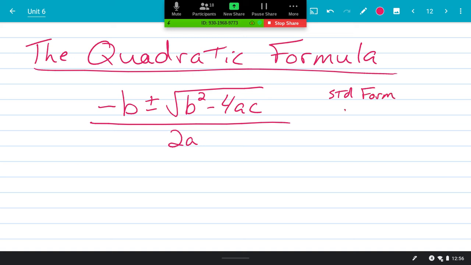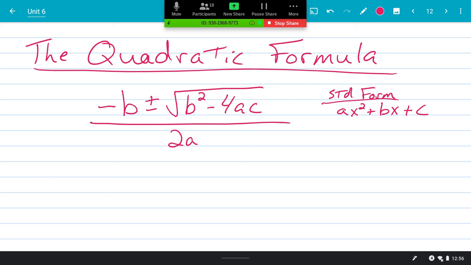Standard form is ax squared plus bx plus c. Yes? So once we have a quadratic in standard form, we just take those coefficients and the constant and plug it into that formula, and it'll give us our solutions. And I'm going to do a couple of those with you.